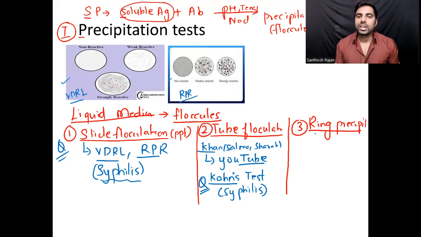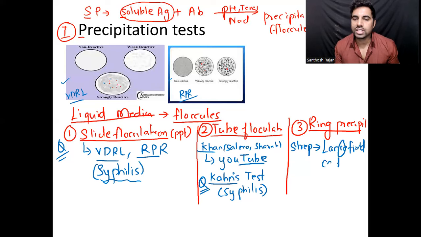Okay, ring precipitation test means we have two important tests you should know. One is for streptococcus. If you remember, the classification called Lancefield. Lancefield classification is based on what? C for carbohydrate. This is a question asked. Based on the carbohydrate you're classifying, that is also like this only. That is a ring. You will see a ring in a tube.